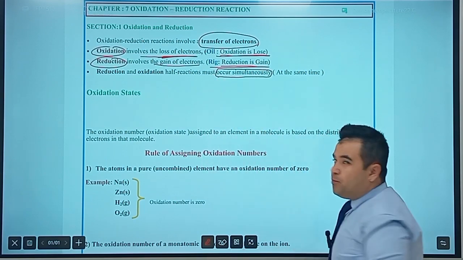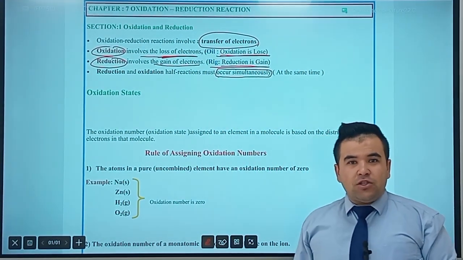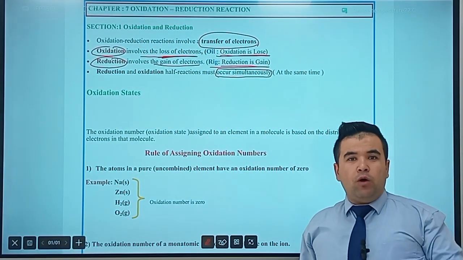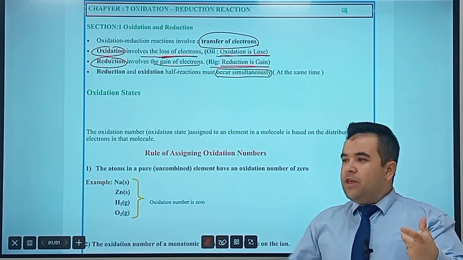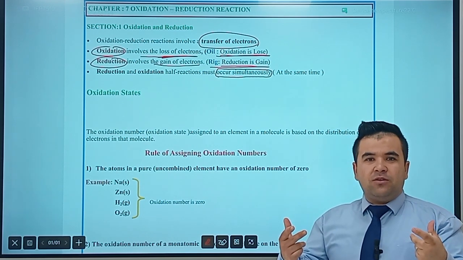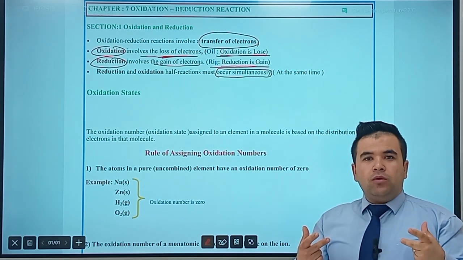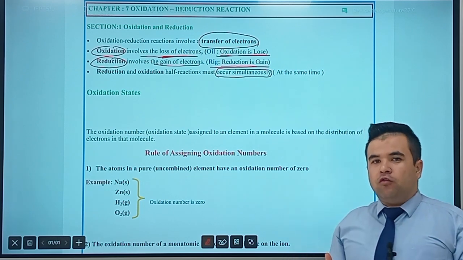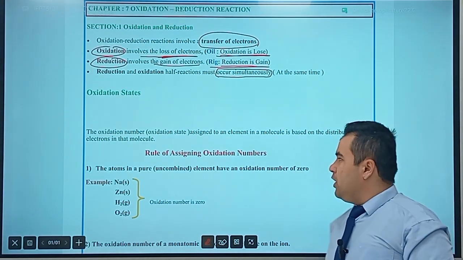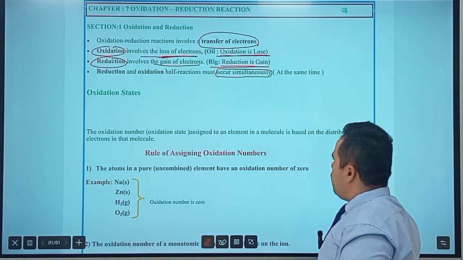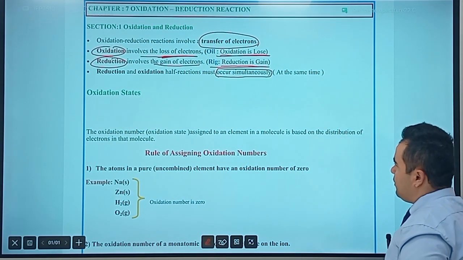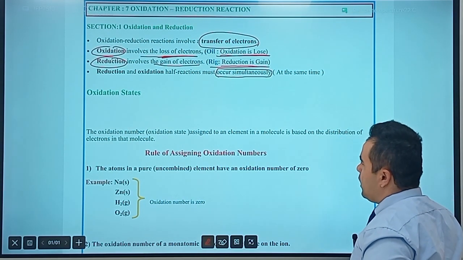Reduction and oxidation reactions must occur simultaneously, guys. We have two processes in a reaction. Whenever one of these processes happens, the other must exist with it in order to meet the law of conservation of mass, so the electrons are not lost or gained without any other process.